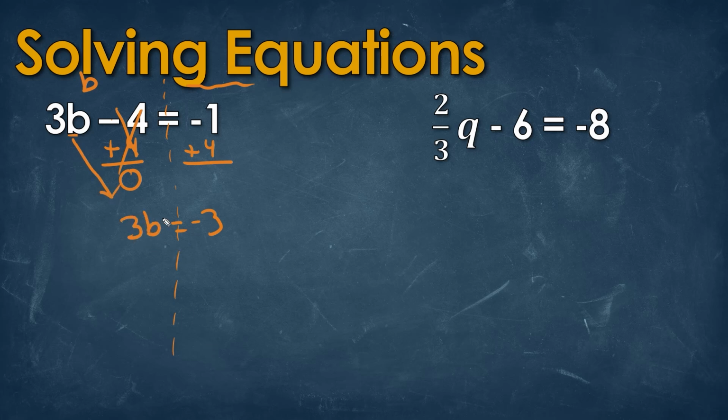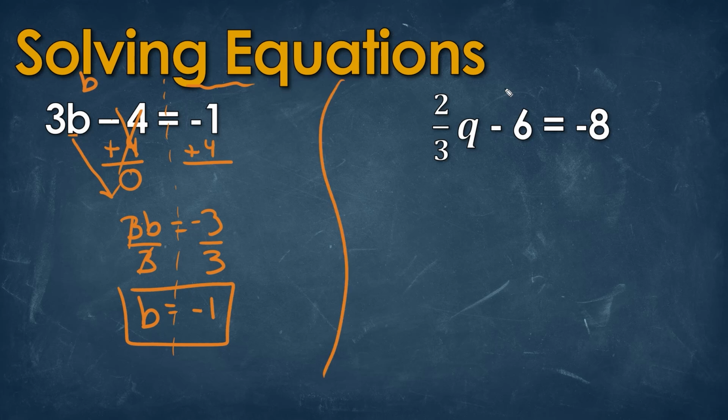Now to solve for b by itself, since we have 3 times b, we have to divide that. We have multiplication, so we'll divide to cancel those out. 3 over 3 cancels out, so we're left with b. Negative 3 over 3 will simplify to negative 1.